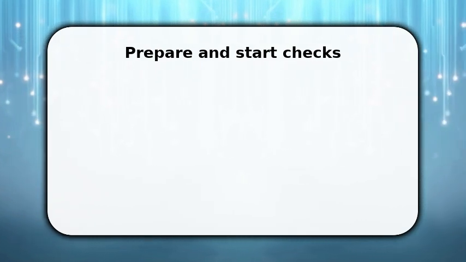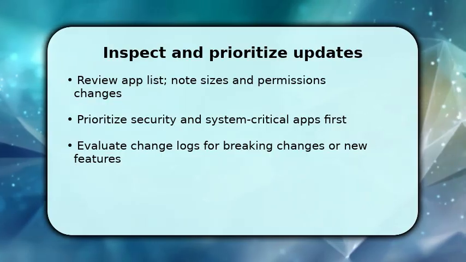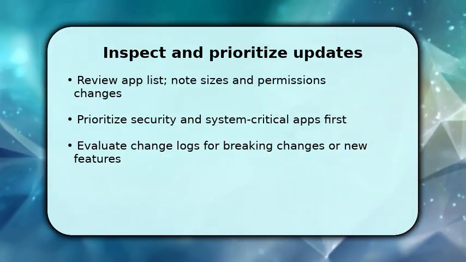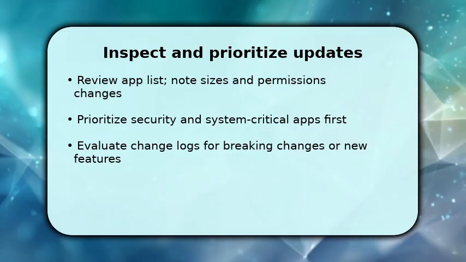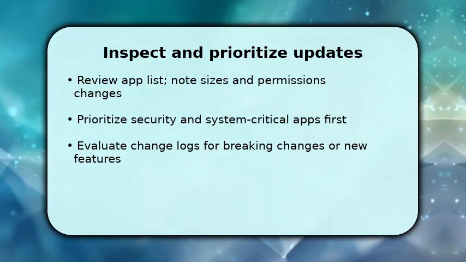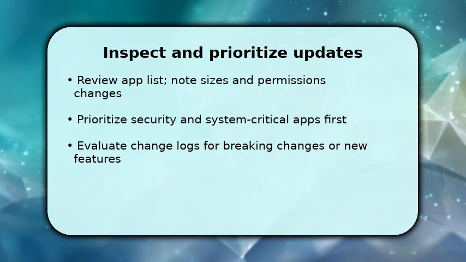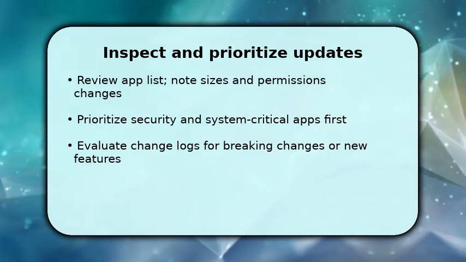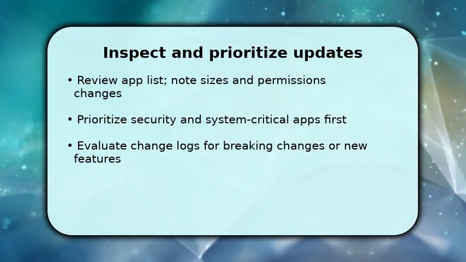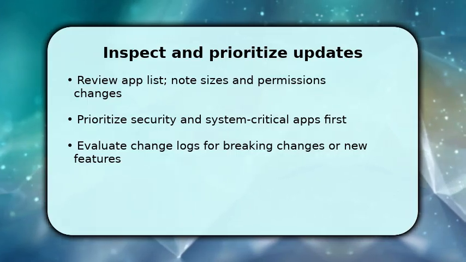Once done with the initial scan, inspect each update listing carefully. Look at the update size and any permissions or API changes because those affect data and storage. Prioritize security patches and system-integrated apps first. They reduce risk immediately. Make sure to read short change logs to spot breaking changes that could disrupt workflows.